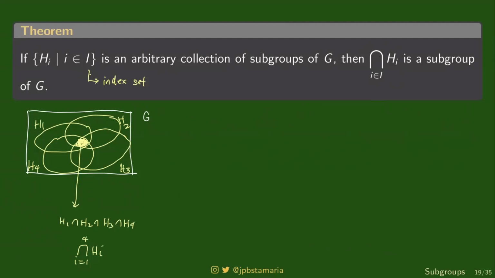So why is this true? Okay. First of all, why is the intersection always not empty?